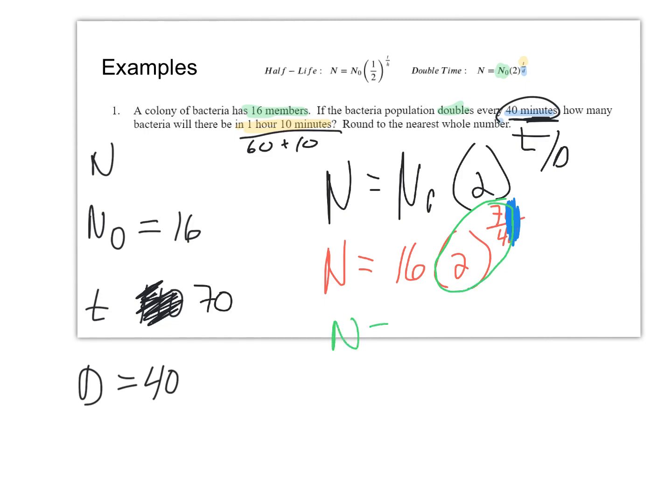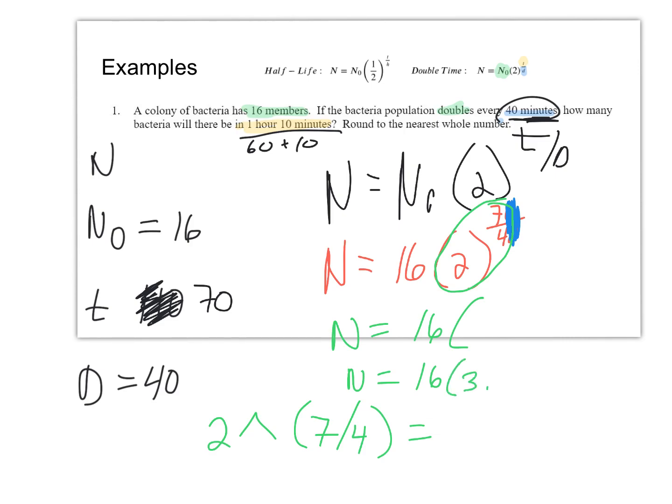So N is equal to 16 times... Now on our calculators, this is how I would type it in: 2 raised to the, open a parenthesis, 7 divided by 4, or 70 divided by 40 if you didn't reduce, close the parenthesis, and hit equals. When you do that, I get N is equal to 16 times 3.363585661.